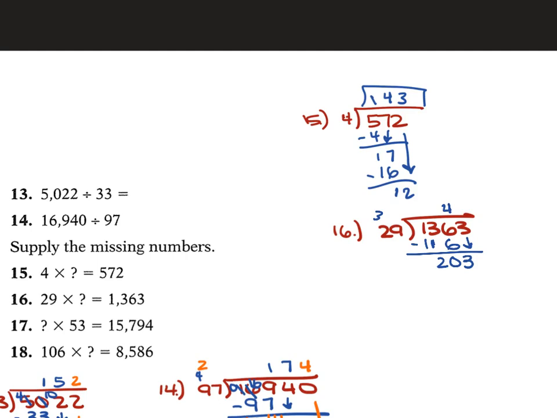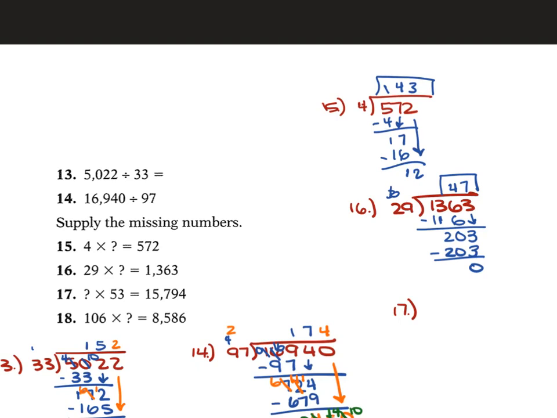So I have 29 goes into 203 how many times? For this, I'm going to try 7. 7 times 9 is 63. 7 times 2 is 14 plus 6 is 20. So I subtract and I get 0. So 47 is our missing number.